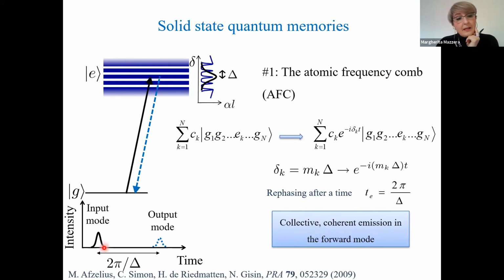Now, despite the fact that there's a delay between the absorption of the photon and the release of this collective emission, like a copy of the original photon, this protocol is strictly speaking not a good quantum memory protocol because it's not on demand.